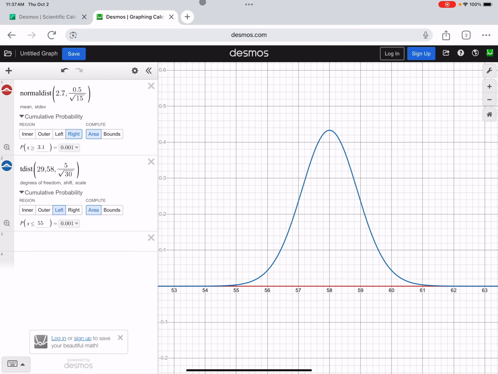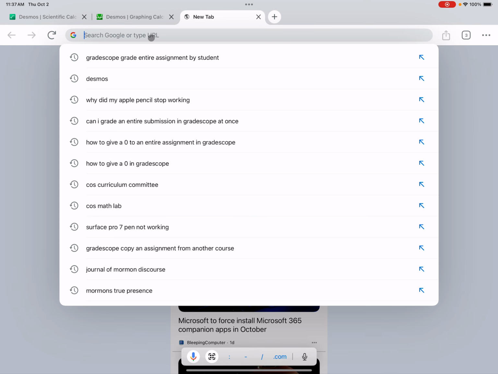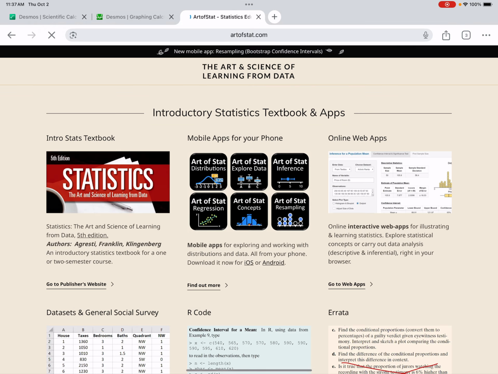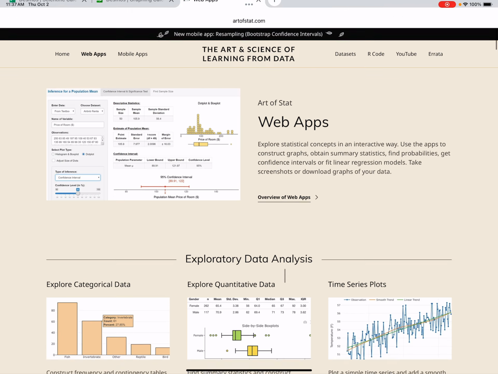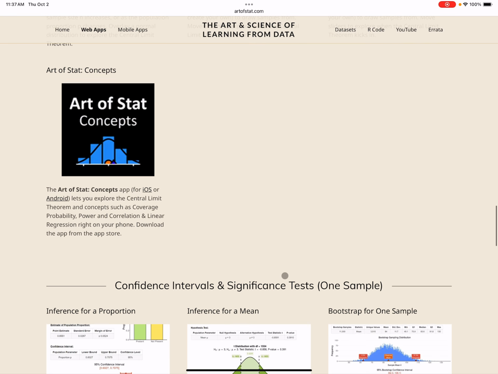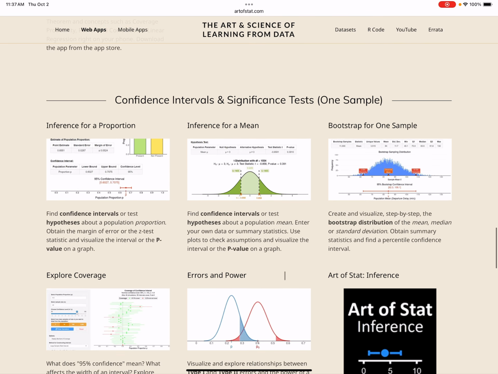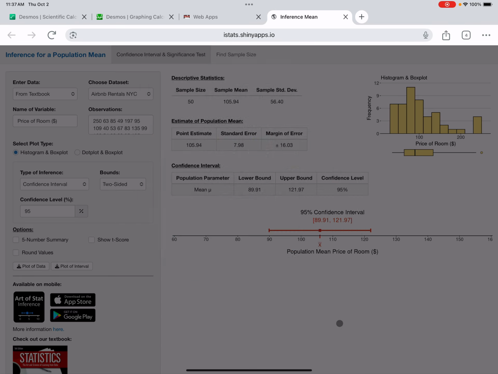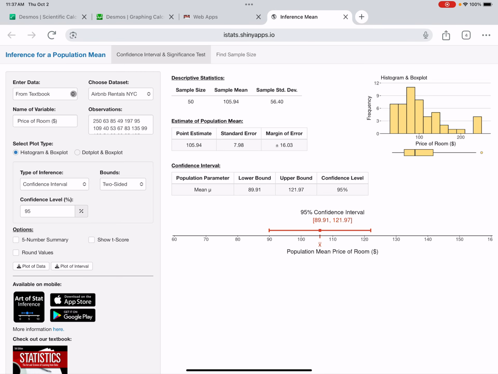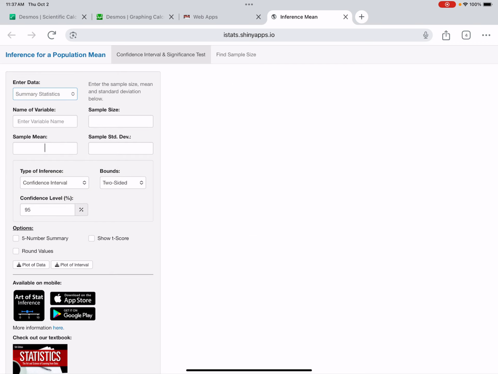So I'm going to go to artofstat.com. I'm going to go to web apps, and the inference for a mean is right next to the inference for a proportion. So you have to scroll down a little ways till you get to these confidence interval and significance tests for one sample. And this time, instead of doing inference for a proportion, we want to do inference for a mean. Okay, so we'll click on that one. And we don't want an example from the textbook. We have our own summary statistics.